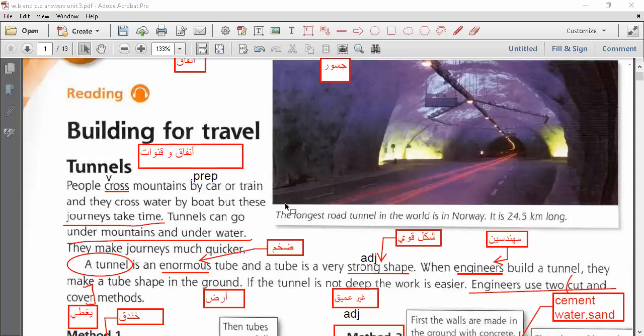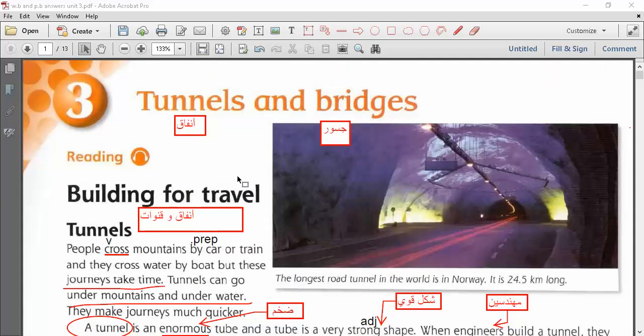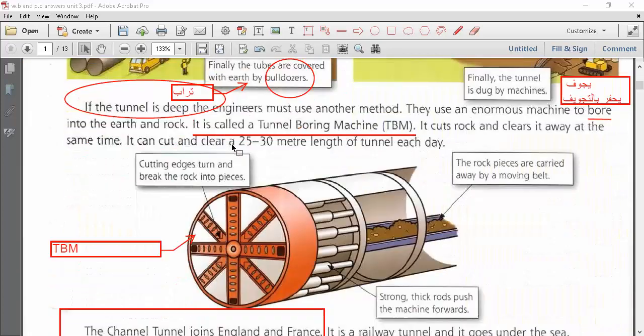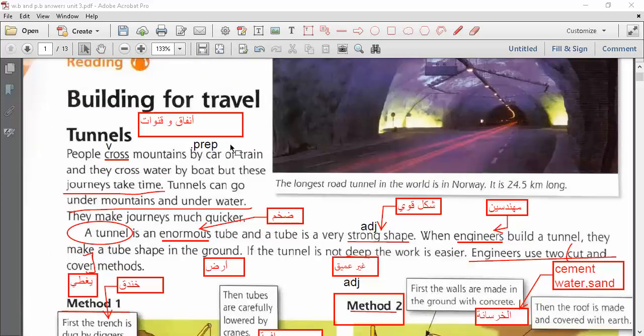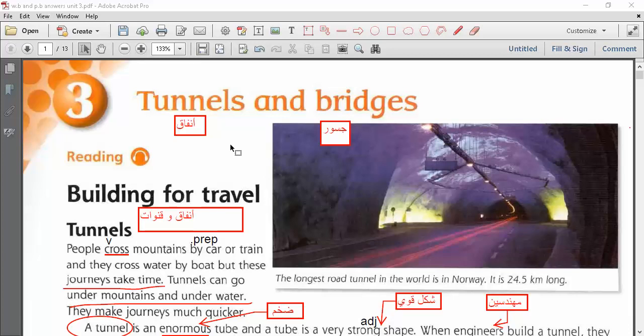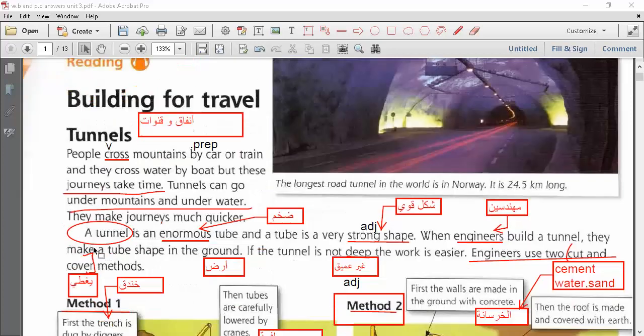Good morning, my students. Today we will make a revision for Tunnels and Bridges, Unit 3. Open your book with me, page 40. Building for travel. Tunnels. First of all, we will talk about tunnels.